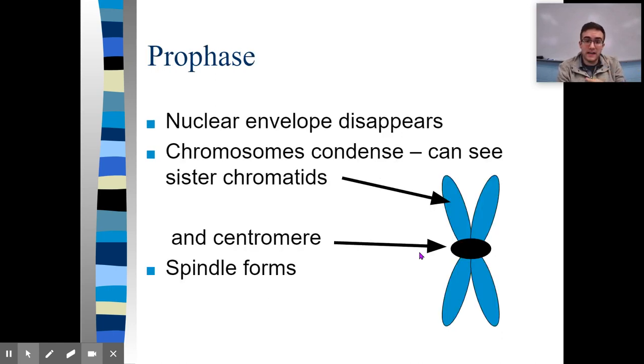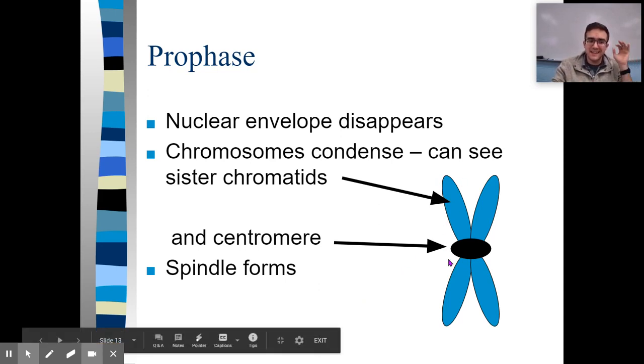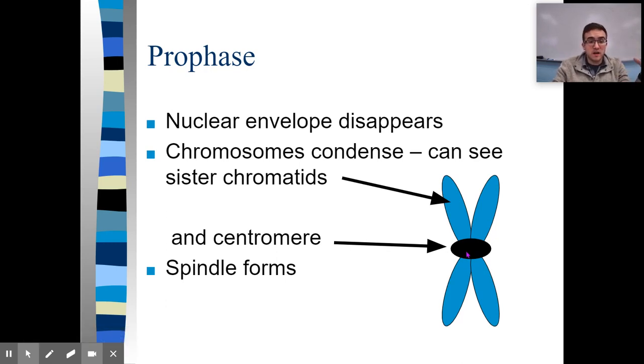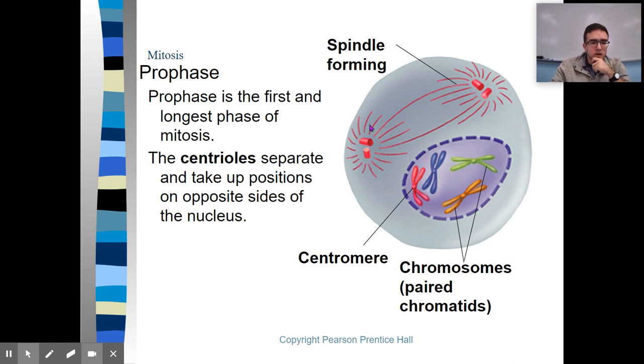So in prophase, what happens is the nuclear envelope, the envelope surrounding the nucleus, disappears. The chromosomes condense, and we can actually now see the sister chromatids and the centromere. And then we also get spindle fibers starting to form. So we get 2 new structures that help us during mitosis. We get these things called centrioles. So the centrioles are these tube-looking things. These are centrioles. And then what's forming in the middle here, these are the spindle fibers.